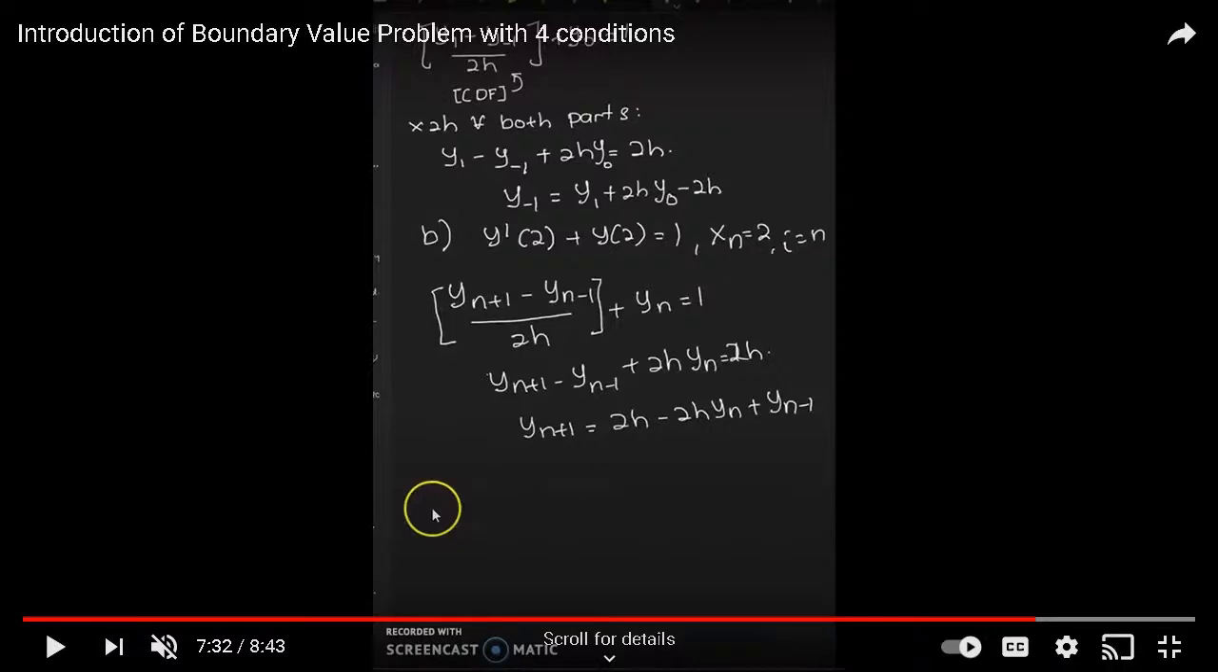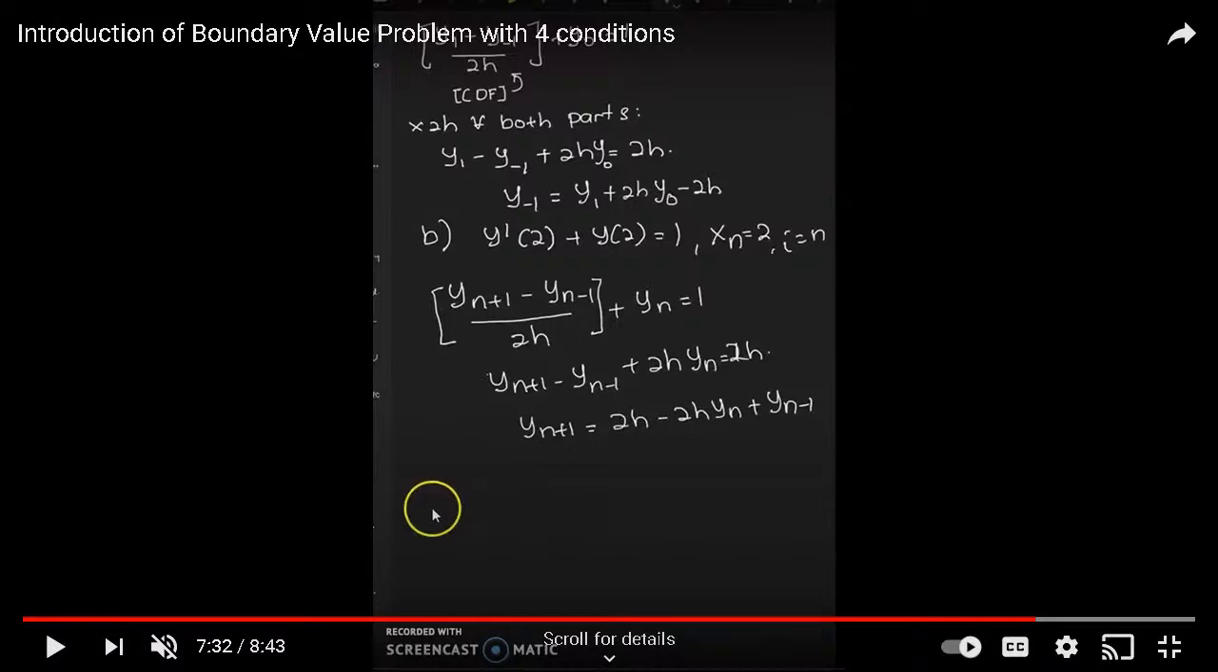So remember this formula. Which one do you need to remember? First is i equal to n. The second is xn, the last, is equal to b. B is equal to 2. And then the first derivative is y prime 2 plus y2 equal to 1. You apply the 5.1 formula: yn plus 1 minus yn minus 1 divided by 2h.